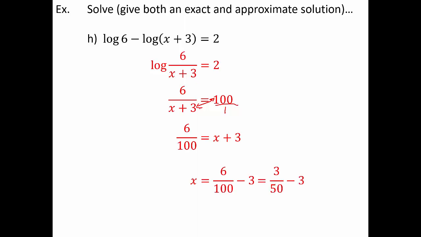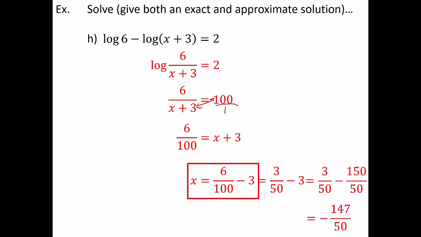If you want to clean that up, that would be 3 over 50 minus 150 over 50, which is really negative 147 over 50, which, if you convert to decimal, comes out to a terminating decimal. I believe it was negative 0. I've completely forgotten. Whatever it is, I know it comes out to a terminating decimal, so that is not approximatable. So I'm just going to box this as my final answer.